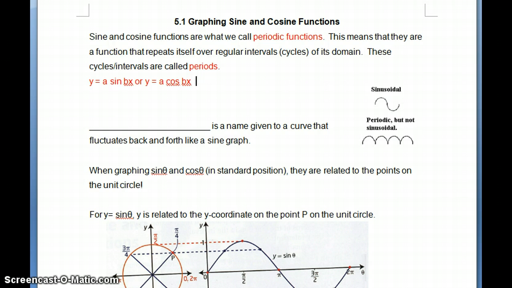The equation to find out how big your period is: we're going to be looking at 2 pi divided by the absolute value of b. So we have 2 pi divided by the absolute value of b. This would obviously be in radians. If we were dealing with degrees, instead of 2 pi, it's going to be 360 degrees.